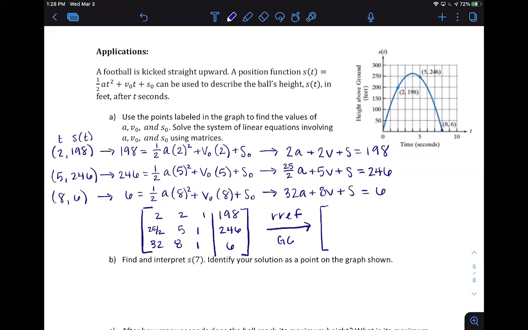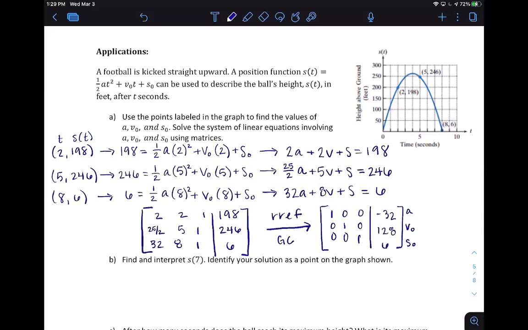Okay, so if you do that, you should get your 1s and 0s on the left. And then what do you get for your top value? -32. And then your second value? 128. And then your last one? 6. This is your a, your v sub 0, and your s sub 0.